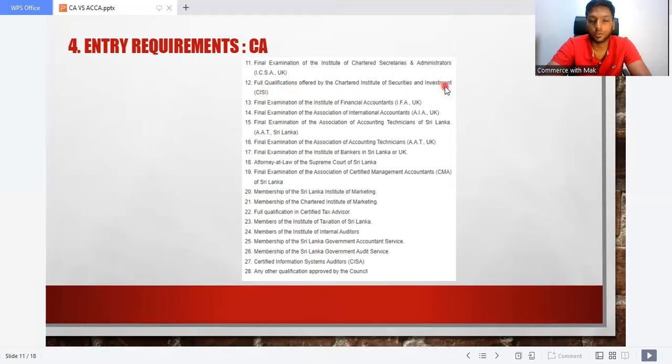full qualification offered by the Chartered Institute for Securities and Investment, CISI, final examination of the Institute of Financial Accountants, IFA UK, final examination of the Association of International Accountants, AIA, final examination of the Association of Accounting Technicians. Now, the good thing about AAT is that if you are after O level, you can opt into AAT, finish your AAT and get into ACCA. That's a very short route. Within a year, you can finish the AAT. It's not that hard, and then move on to CA.